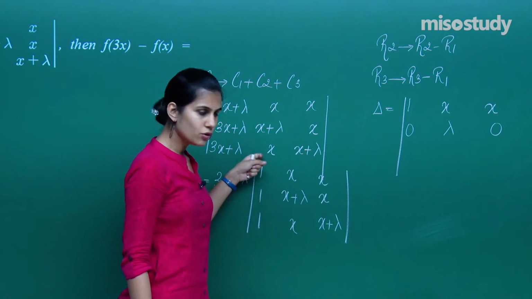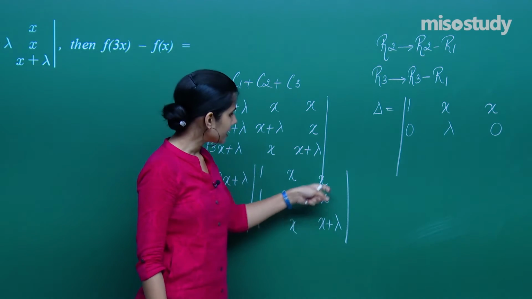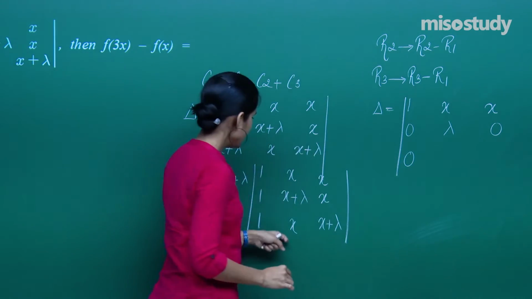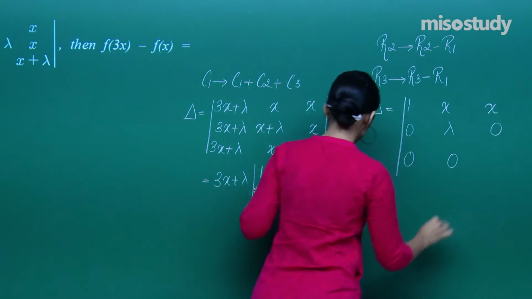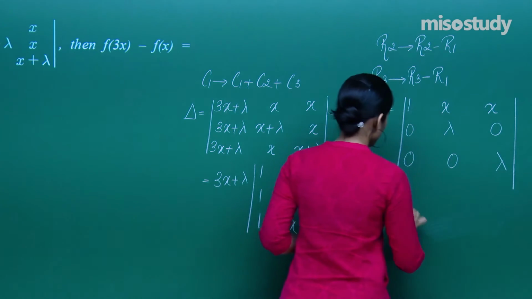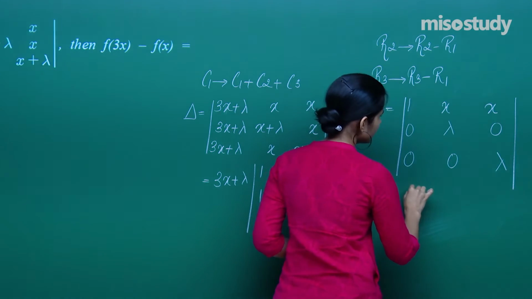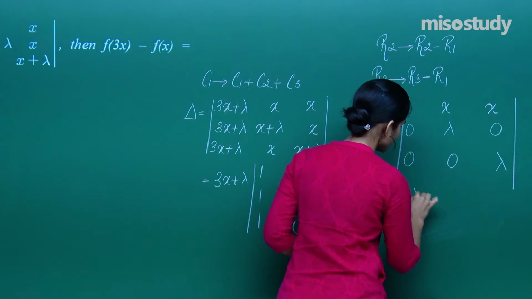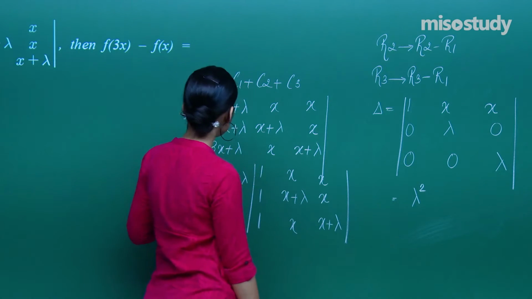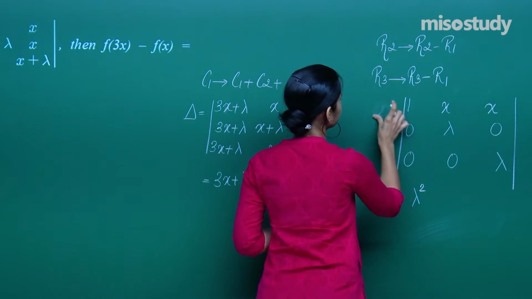In the third row, 1 minus 1 is 0, x minus x is 0, and x plus lambda minus x is lambda. What is this determinant? This is nothing but lambda square minus 0, which is lambda square. And outside you already have 3x plus lambda.